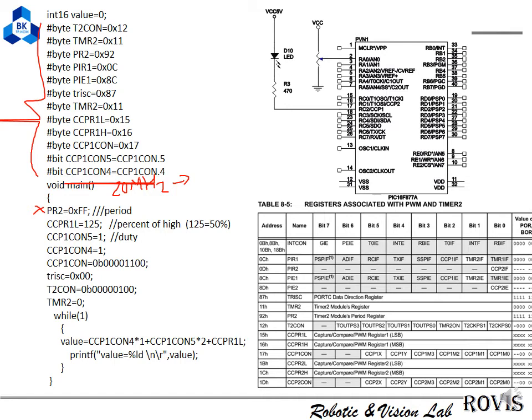And the prescaler of the timer 2 will be decided by which bits. The prescaler will be decided by these 2 bits. So here I set this one to 12, that means 0 0 1 0 1 0. So that means these 2 bits are 1 0.